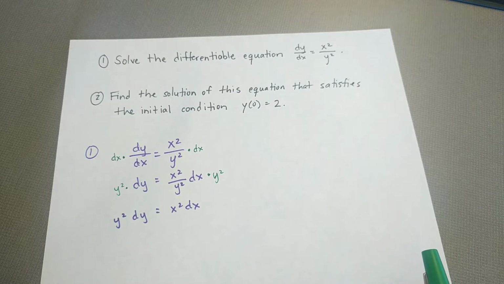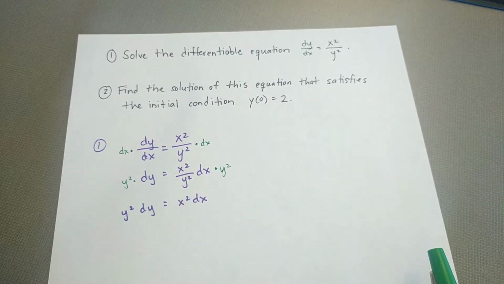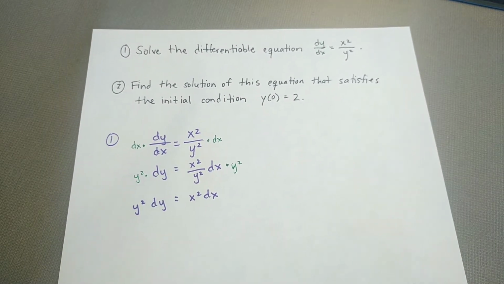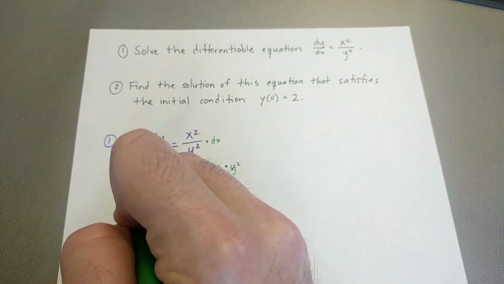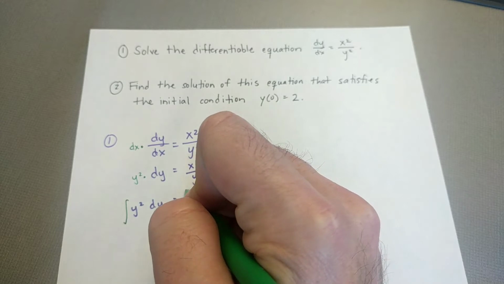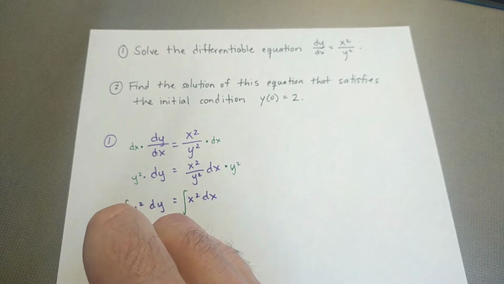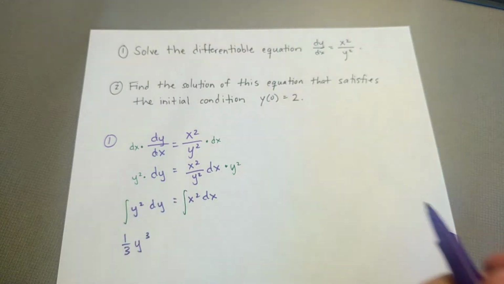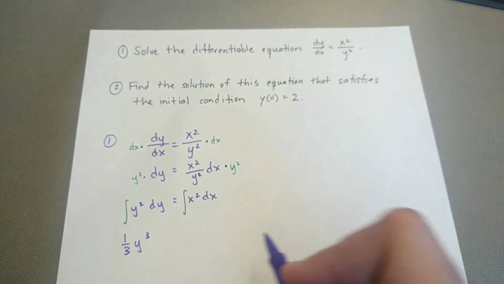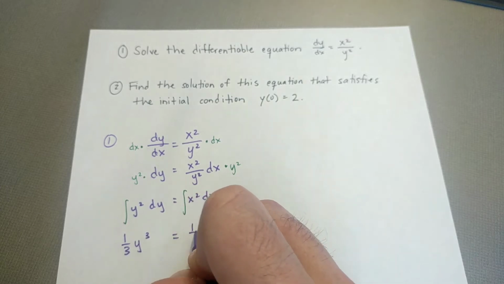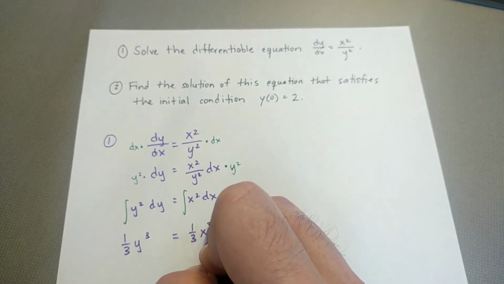And so oftentimes we would differentiate both sides of an equation to help us solve. Here today we're going to integrate both sides with respect to the variables that it says there. So on the left side here, it's going to be 1/3 y cubed. And on the right side, it's going to be 1/3 x cubed.